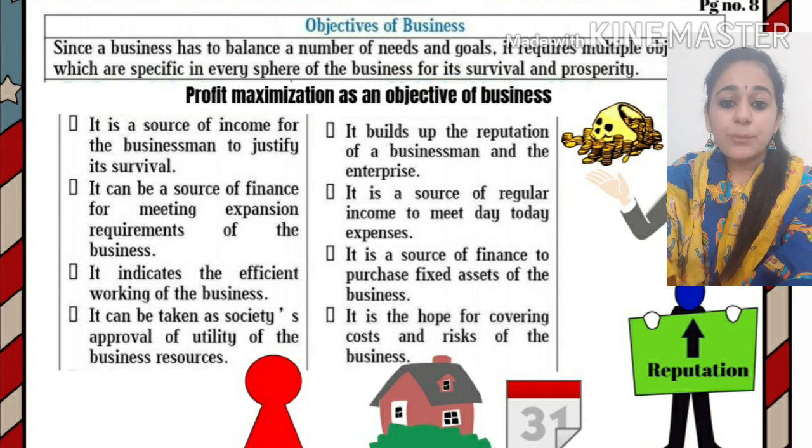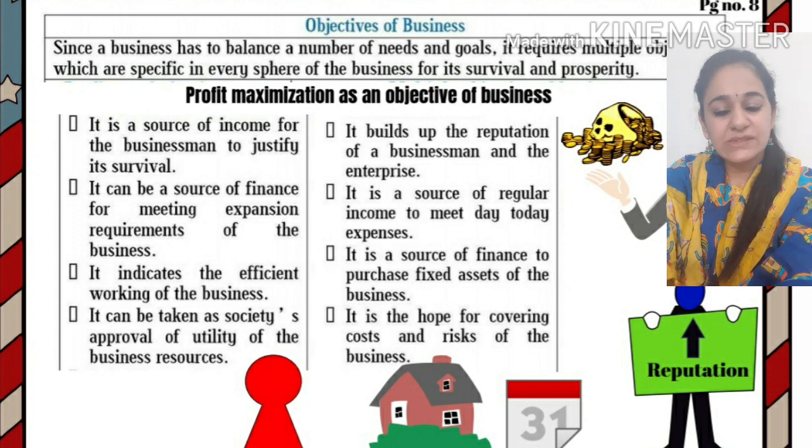So on this basis we categorize objectives of business into 4 parts. First is profit maximization as the basic objective of business. Number 2 is economic objective. Number 3 social objectives, and number 4 other objectives.